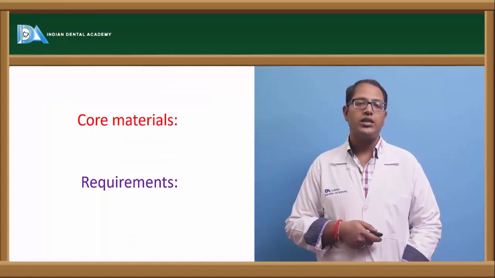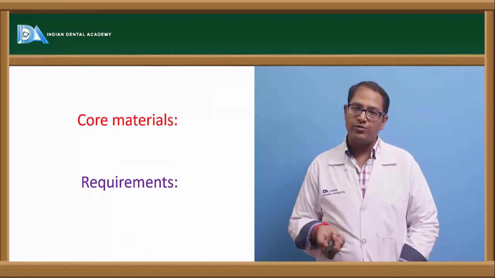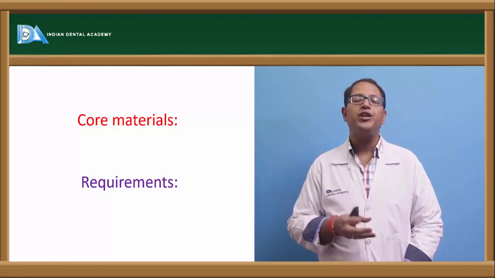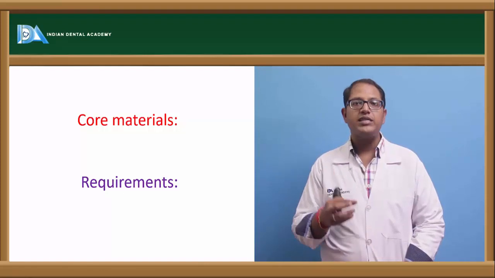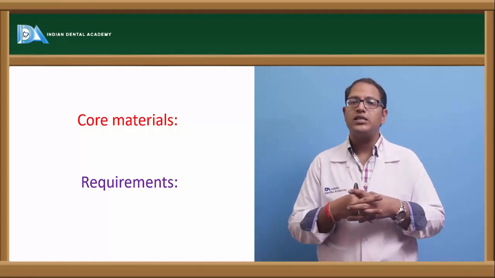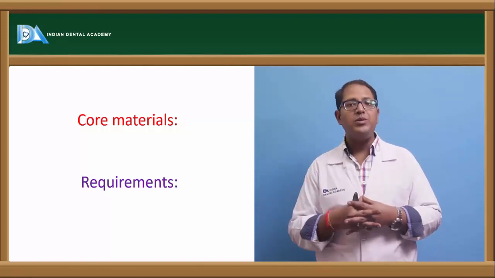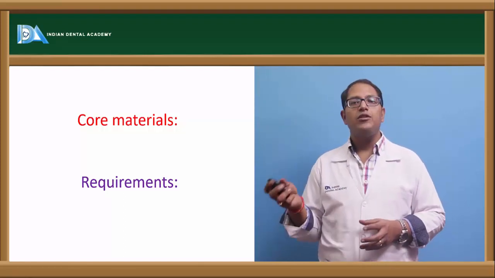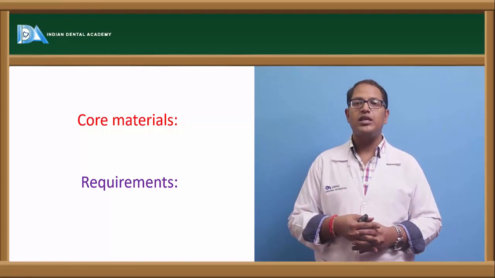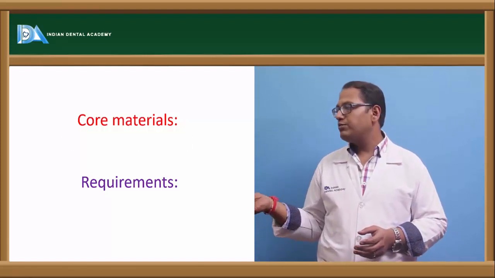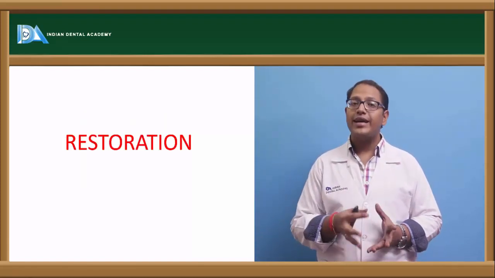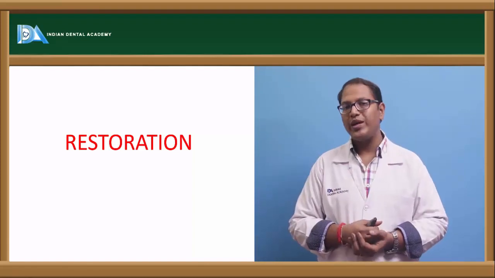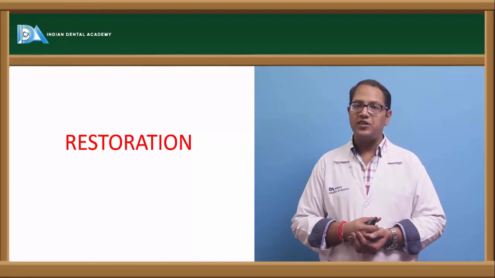Core materials, what are the requirements? Again the same, it should not break off. It should be there permanently, using the ferrule effect. It should be attaching to the post. Attachment with the post is important. Fourth important thing is it should be very rigid. And an important part of the core material is it should be aesthetically pleasing as well, and it should take the compressive strength, the occlusal load which is coming.